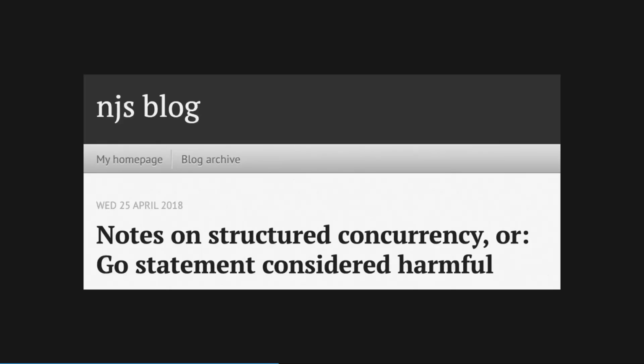However, most concurrency implementations today still suffer from a variety of flaws, which are best described by Nathaniel J. Smith's 2018 blog post titled Go Statement Considered Harmful, which you should definitely go read, link in description, but I'll briefly summarize now. Something I hope we can all agree on is that Goto is objectively bad.